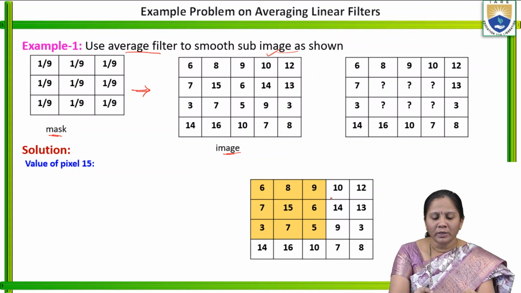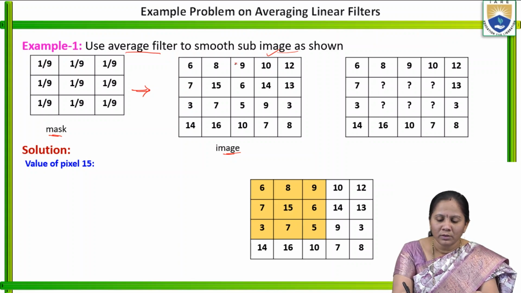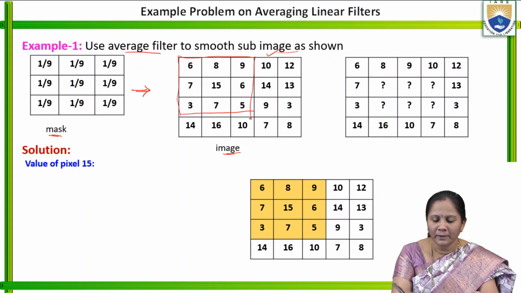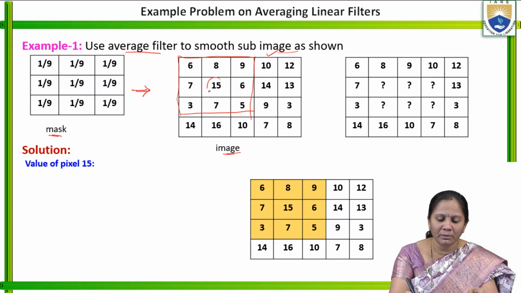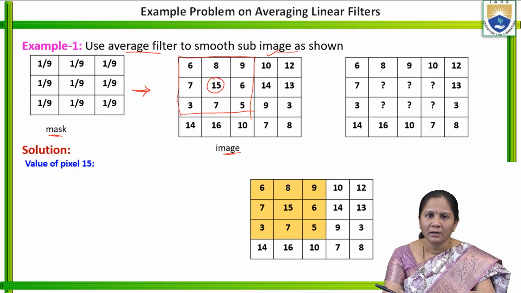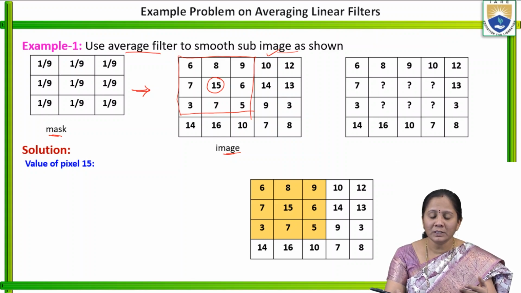Now, if you put this mask on this image, the mask is 3 by 3. We can put it like this in the first case, so this 15 becomes the center pixel. We have to find the output value, the modified value, of this 15.